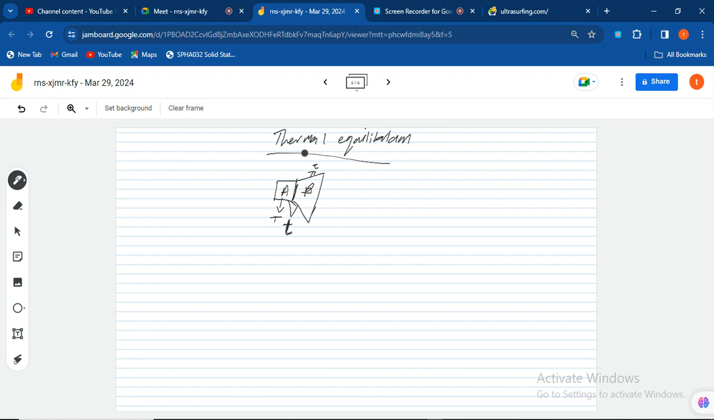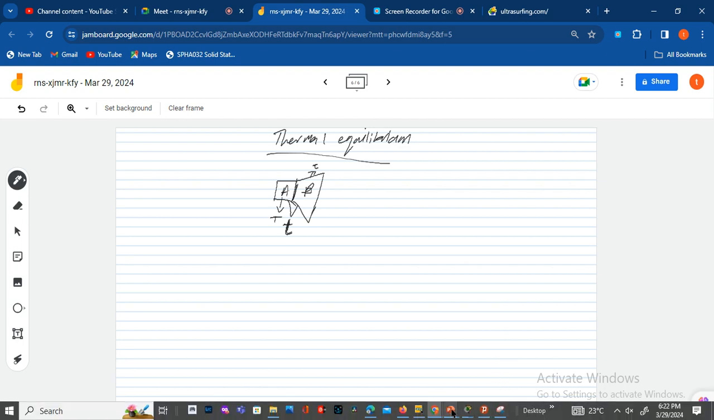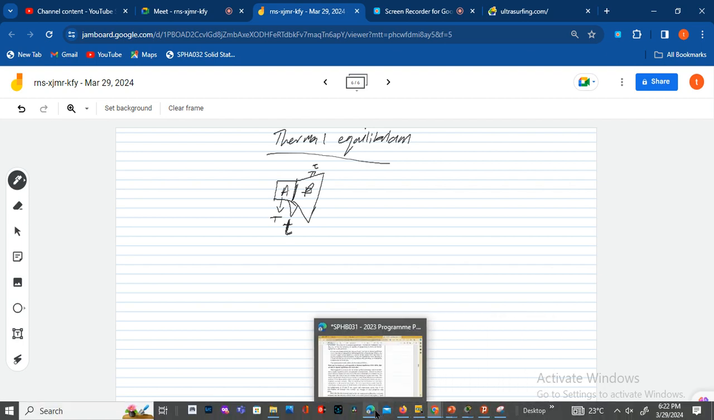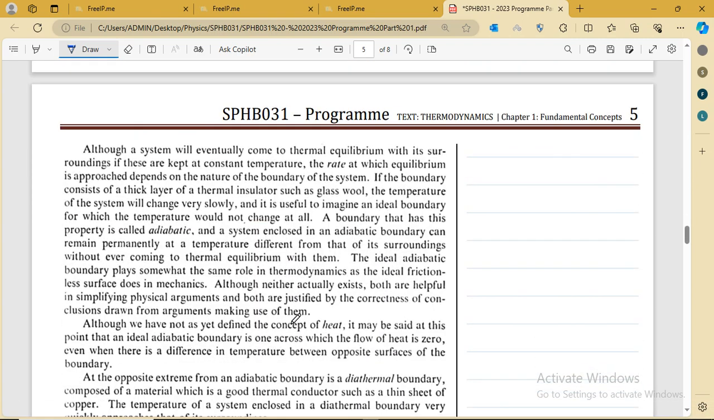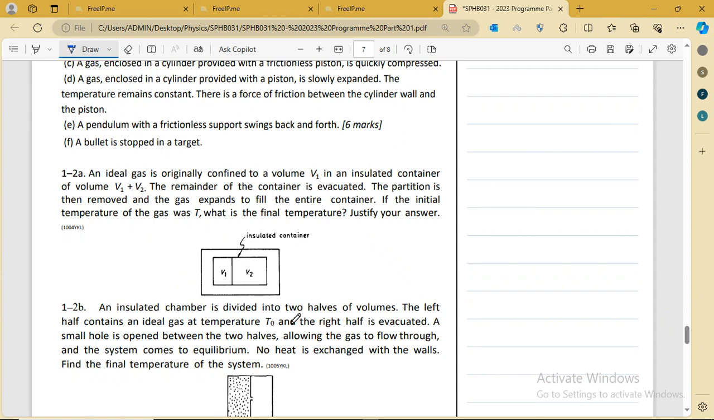It's when the exchange of heat between A and B has come to an end. So A and B are no longer changing temperature. They are in thermal equilibrium with one another. That's what we call thermal equilibrium. You also have to understand the meaning of the term.